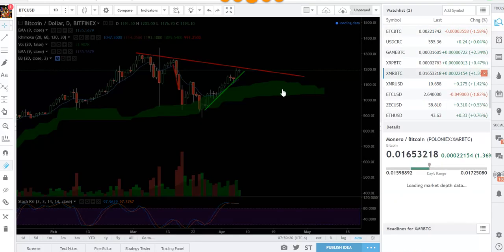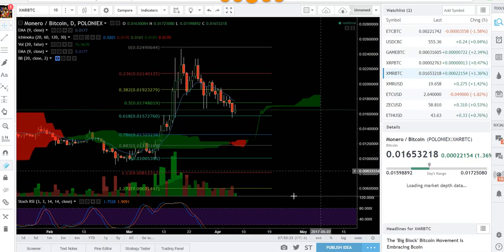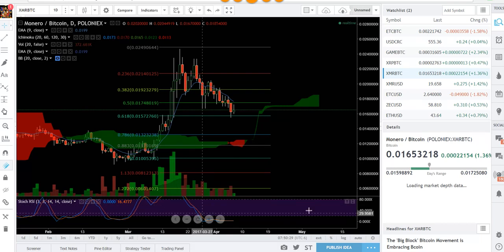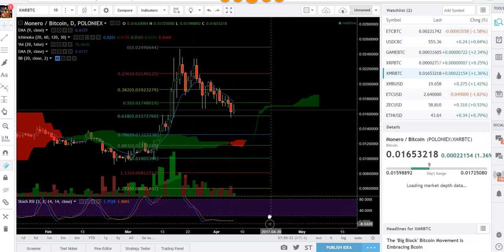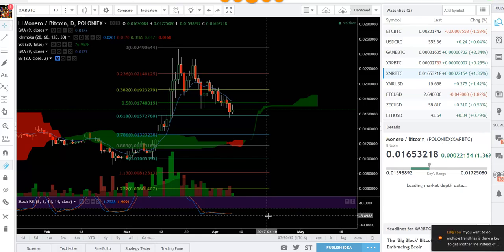Where's Monero at? Well, the opposite, meaning that this thing is on the floor. The strength is the weakest that it could possibly be. I mean, literally right now, the market strength right here, as you can read over here, is like 1.7 and 1.9.